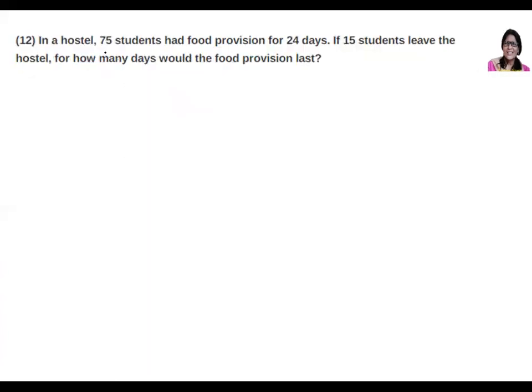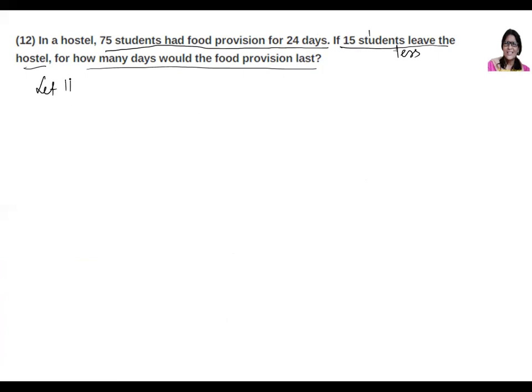In a hostel, 75 students have food provision for 24 days. If 15 students leave the hostel, that means they are less now. In how many days will the food provision last? They are decreased, so the number of students decreased. That means now the number of days will be more.